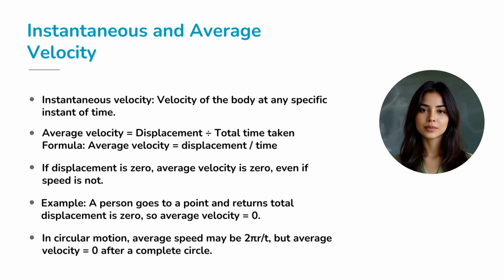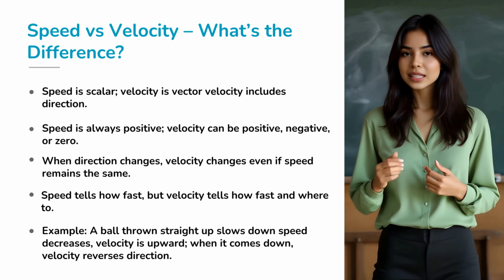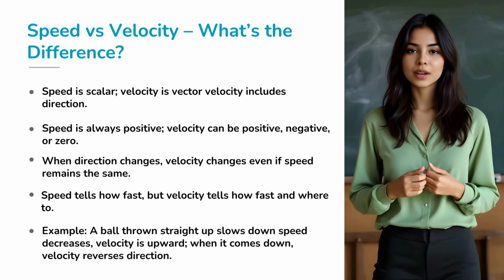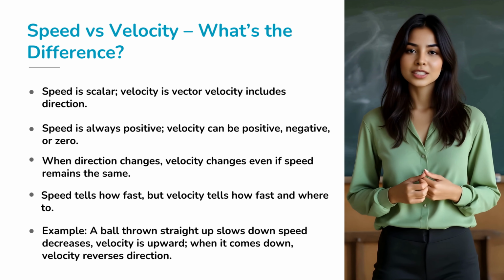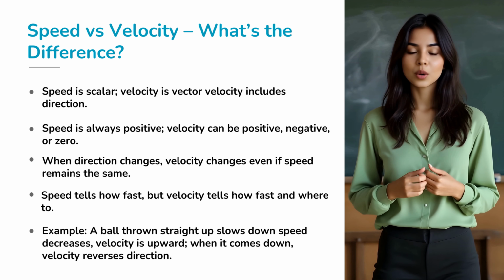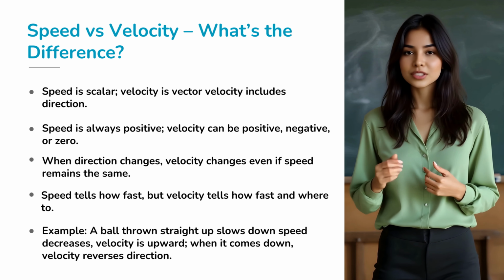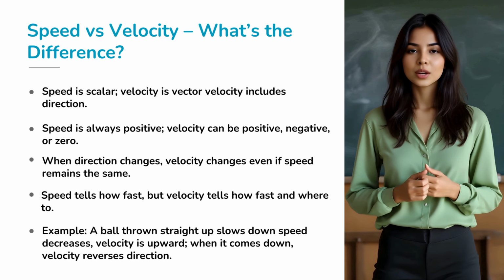Let's wrap up by comparing speed and velocity side by side. Speed is scalar, velocity is vector. Speed tells us how fast, velocity tells us how fast and where to. Speed is always positive. Velocity can be positive, negative, or 0 depending on direction.